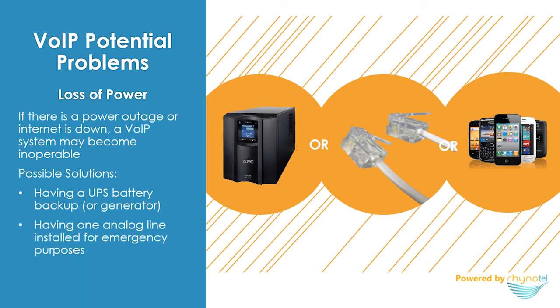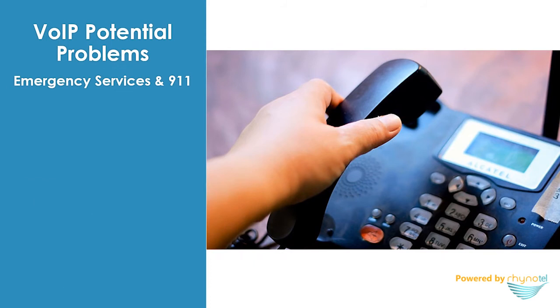Another good practice would be to have a single analog phone line, also known as a POTS line, in place for specifically emergency purposes. This will also make for a good redundant connection if you're that concerned with 911 calling. And another option would be to have a cell phone handy for making an emergency call when necessary. The ability to call 911 has been a bit of a concern for users of VoIP.